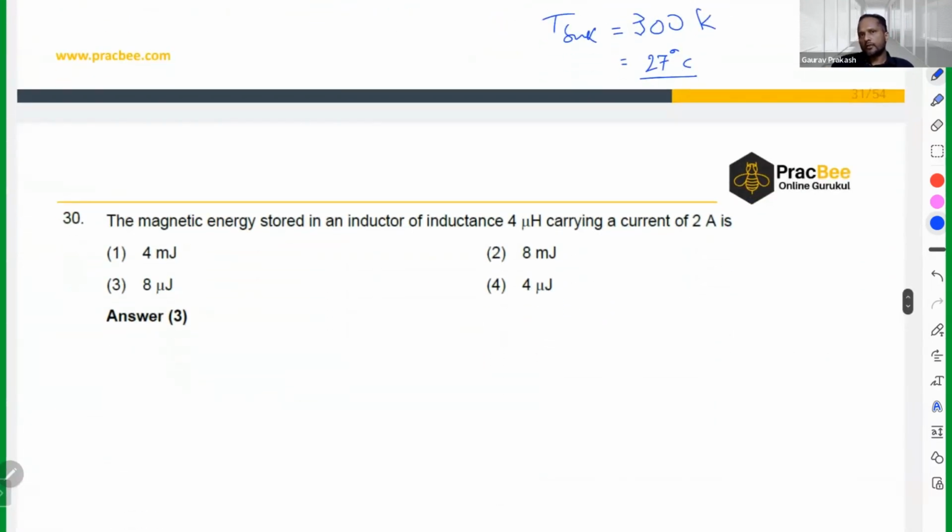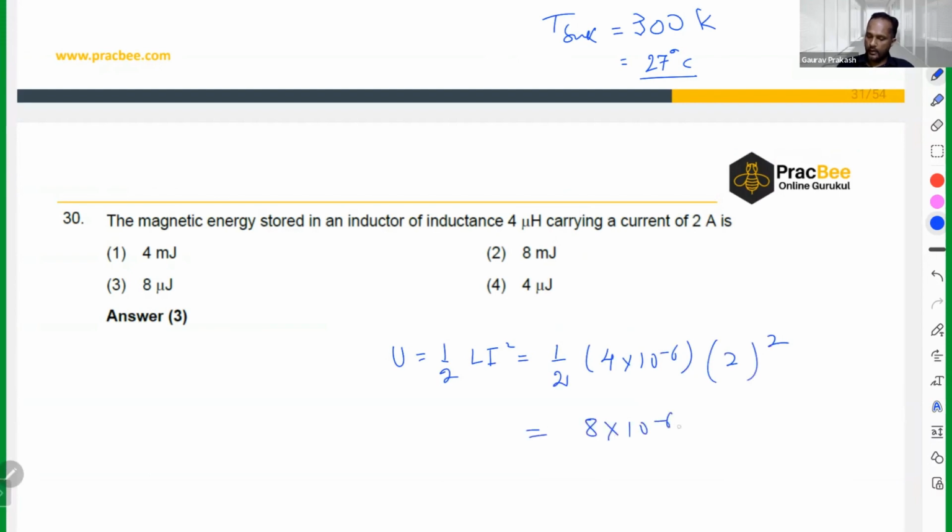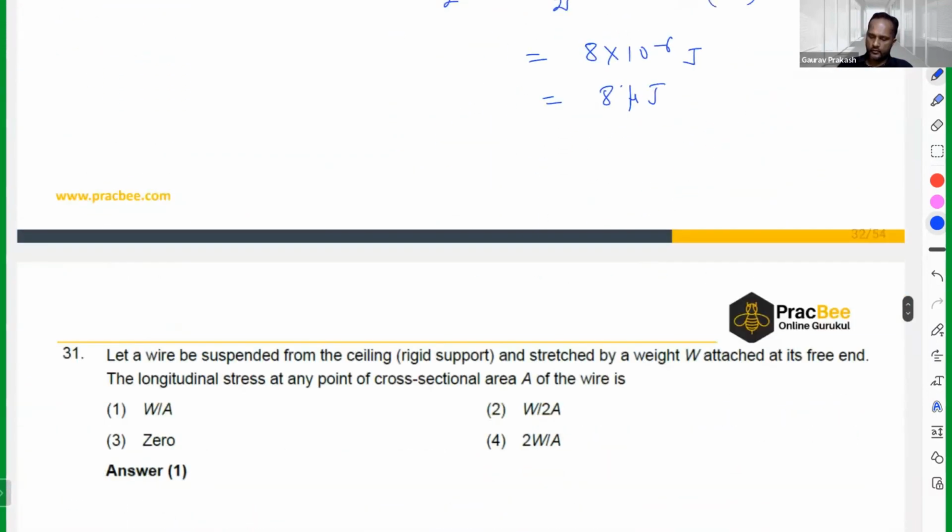Now, in the next question, the magnetic energy stored in an inductor of 4 microhenry carrying a current of 2 amperes. So energy is half L i square. So this is half into 4 into 10 to the power minus 6 into 2 square. So we have 8 into 10 to the power minus 6 joule, or this is 8 microjoule. So we look for the 8 microjoule. So third is the correct answer. The options are like 8 microjoule and millijoule, so you have to be careful here, though the answer is quite straightforward.